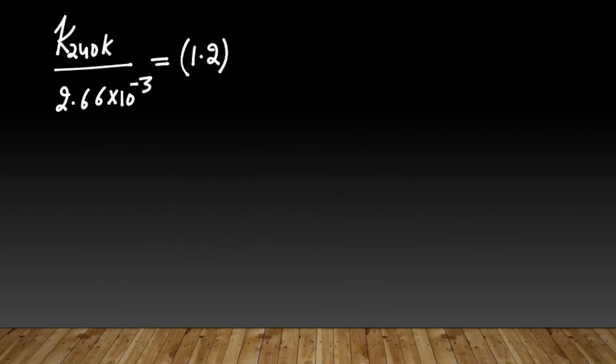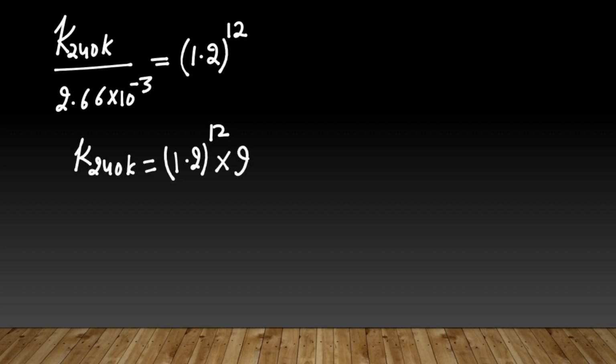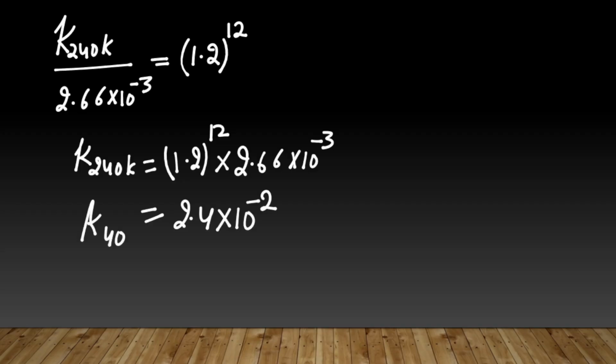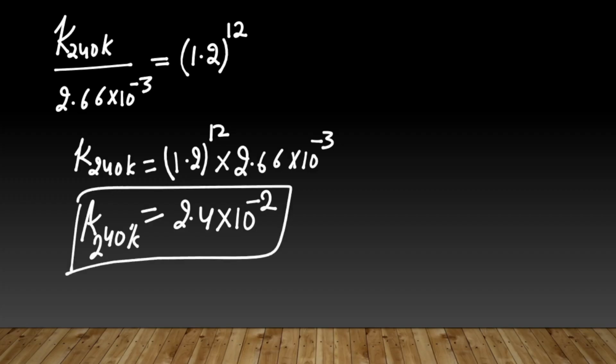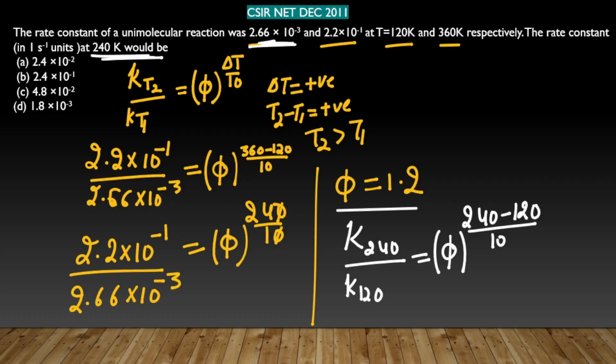So 10 to the power 12 it will become, right? Solving this, the value of the rate constant at 240 kelvin, we will get as 1.2 raised to the power of 12 into 2.66 into 10 raised to the power of minus 3. The answer we will be getting is 2.4 into 10 raised to the power of minus 2. So this is going to be the rate constant value at 240 Kelvin temperature. Okay, so the answer is 2.4, that is option A given to us.